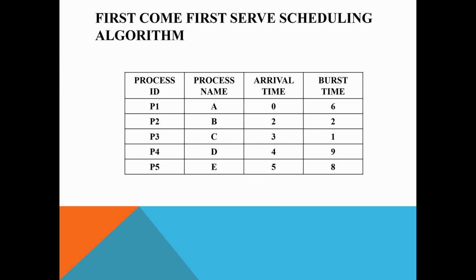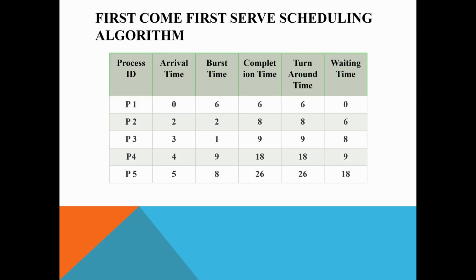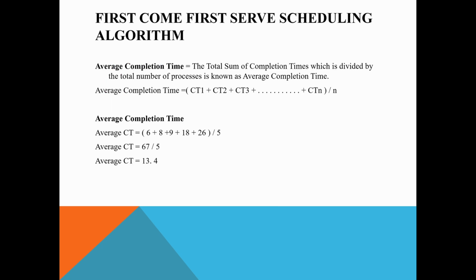So let's see the table. Here, process ID, process name, arrival time, and burst times are given. Process IDs are P1, P2, P3, P4, and P5. These are the five processes, and their names are A, B, C, D, E. Arrival time means the time when the process enters the ready queue or is ready for execution. So the process P1 enters the ready queue at arrival time 0.